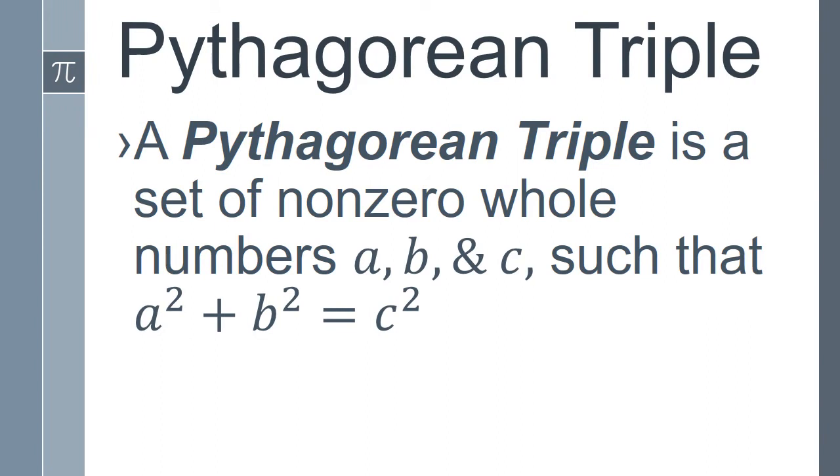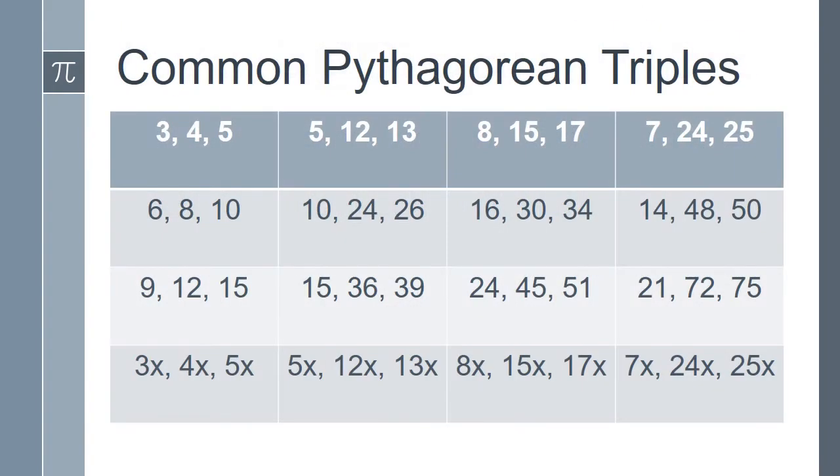All right, now a Pythagorean triple. What is that? Well, that is a set of non-zero whole numbers a, b, and c such that a squared plus b squared equals c squared. They come out evenly, so all three of the numbers are whole numbers. First one we want to talk about, and you'll notice here, is 3, 4, 5, and then we've got 5, 12, 13, and 8, 15, 17, and then 7, 24, 25. So those are the ratios.